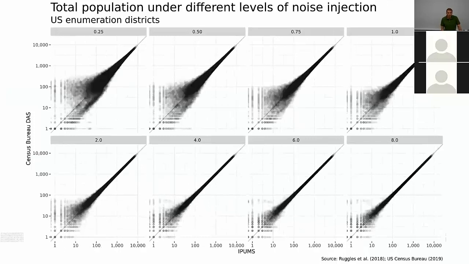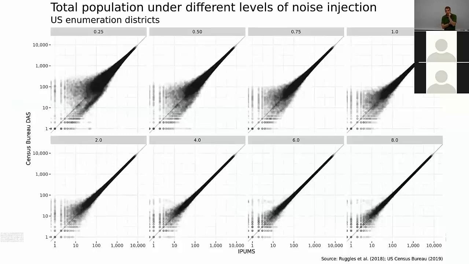As we break this down by enumeration district, here again we see the IPUMS count on the x-axis, the Census Bureau count on the y-axis, and now we can see how that noise injection is impacting these smaller geographic units. So anything off the diagonal here is either IPUMS has a larger count or the Census Bureau has a larger count, and a couple of things to pay attention to.